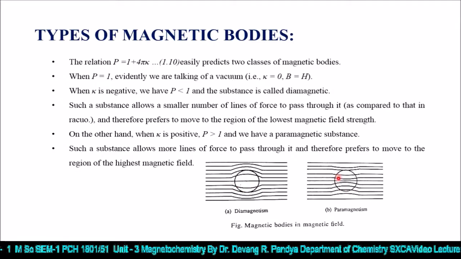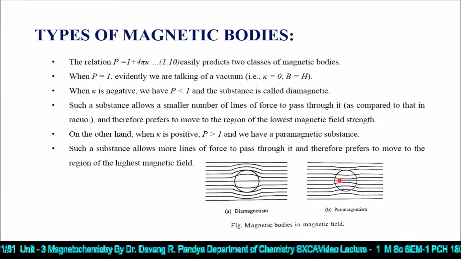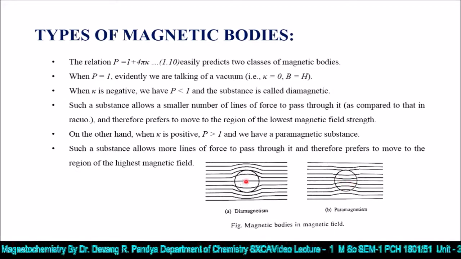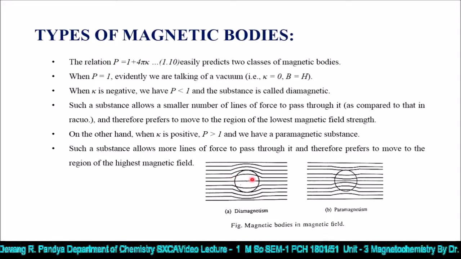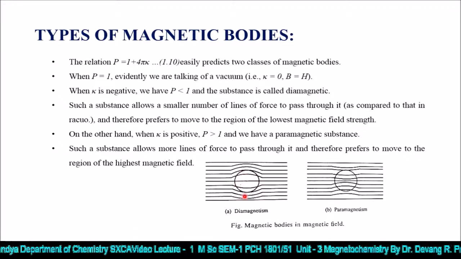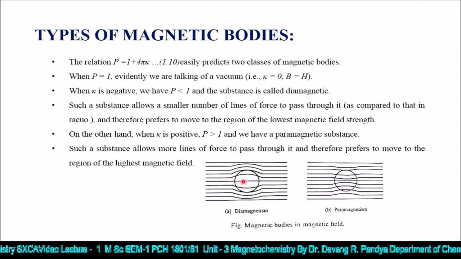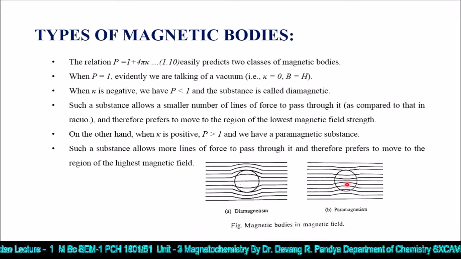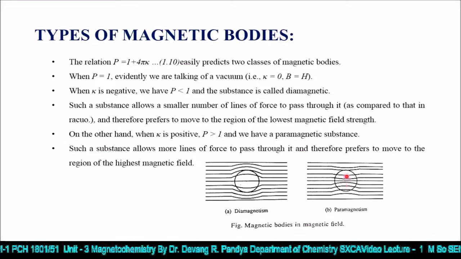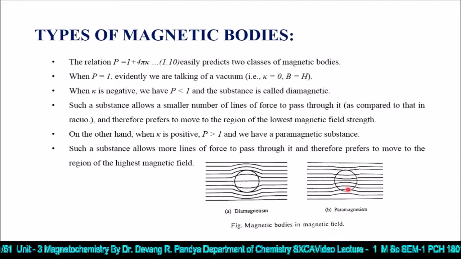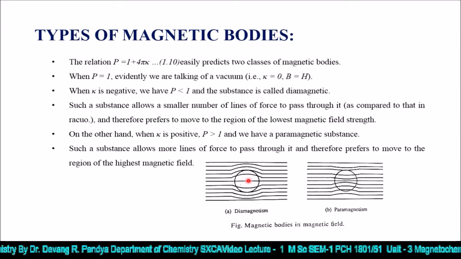Here 3 and here 6, almost double the lines passing through the substance, which proves that the substance is paramagnetic in nature, and this will repel the passing magnetic lines of force, and due to that fewer lines pass through the substance, it is considered as diamagnetic. Paired electrons always repel, unpaired electrons may slightly favor attraction, and that is why more lines are passing through the paramagnetic material and fewer lines are passing through the diamagnetic material.